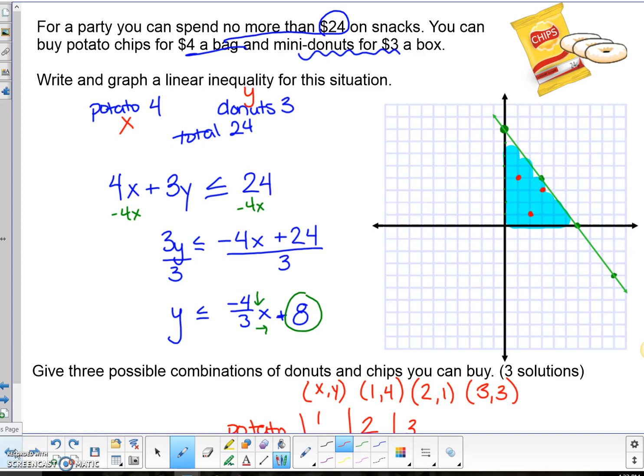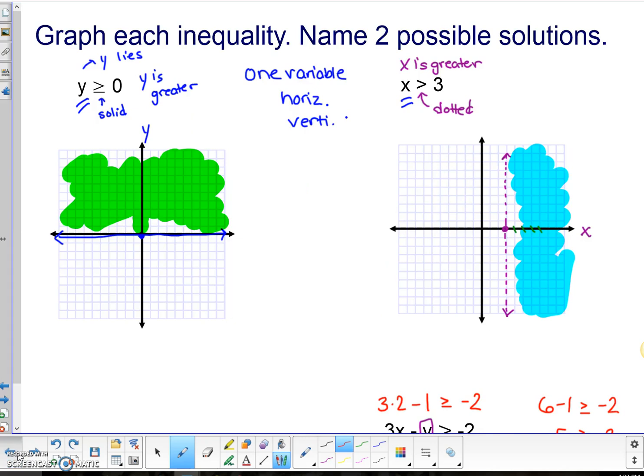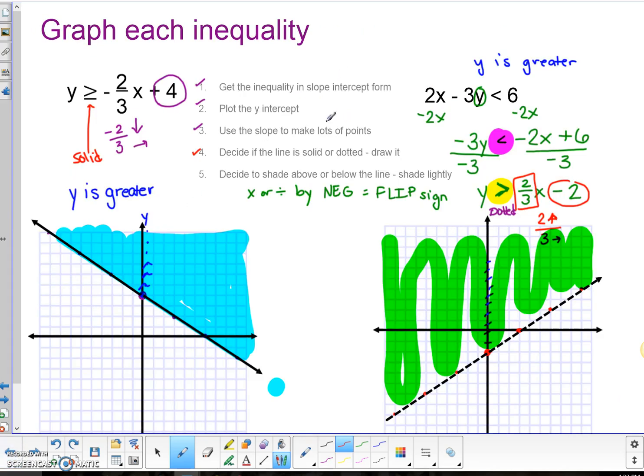So things to remember: turn them into slope-intercept form always before you start graphing. And if you multiply or divide by a negative, make sure you flip that symbol in your inequality.